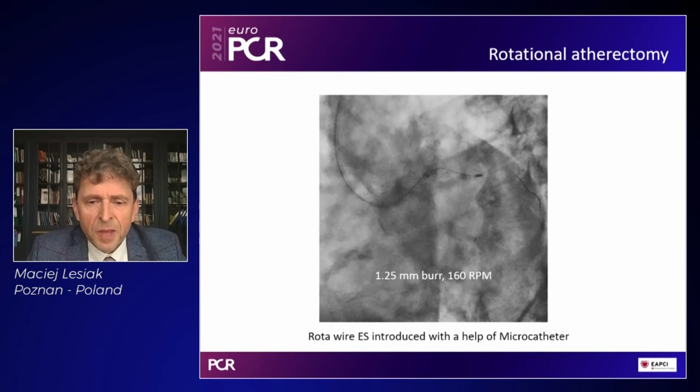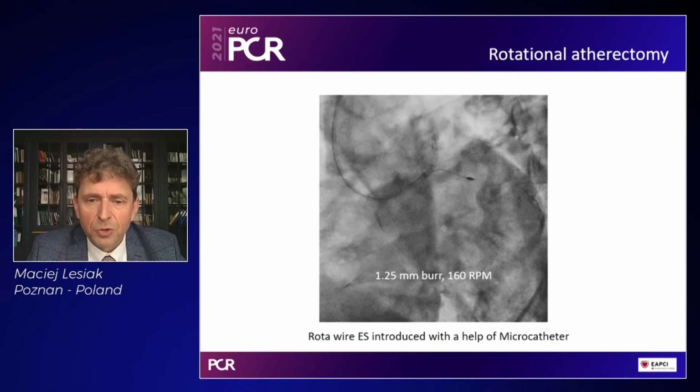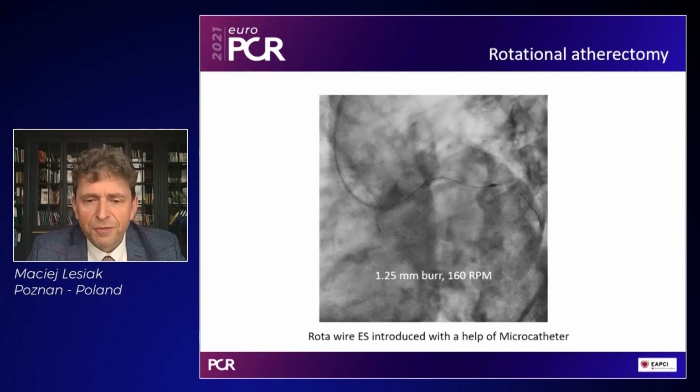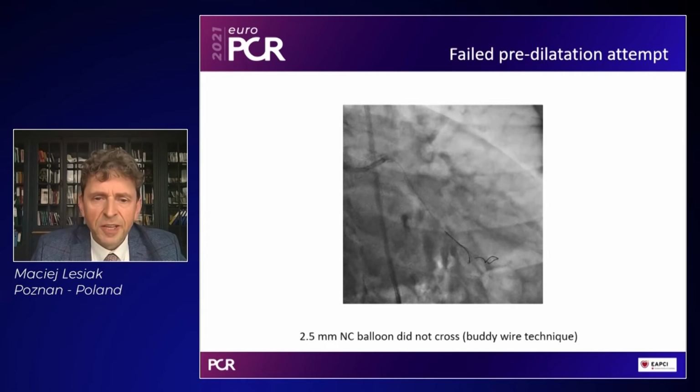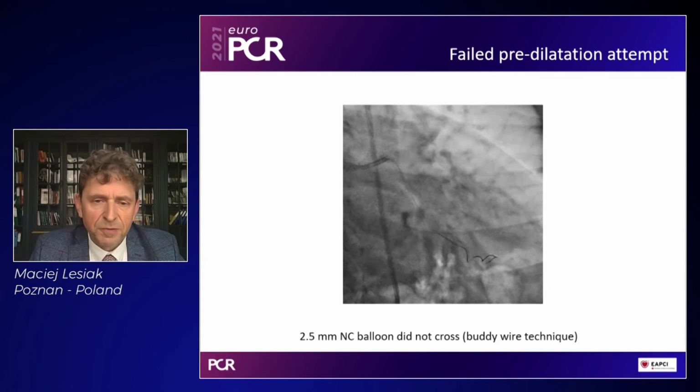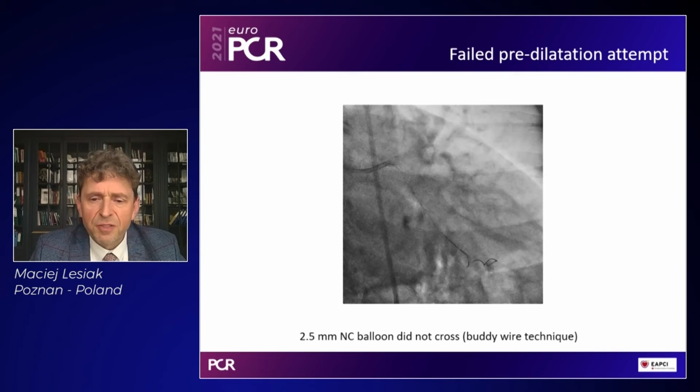So you see, with the help of a microcatheter, I put the RotaWire extra support wire to the distal of the circ, and I used a 1.25 burr with 160 thousand rotations per minute. So you see that the burr moved rather smoothly. But even after rotational atherectomy, I was still unable to deliver a 2.5 non-compliant balloon. So you see, I got stuck with the balloon in front of the lesion, even though I used the buddy wire technique.